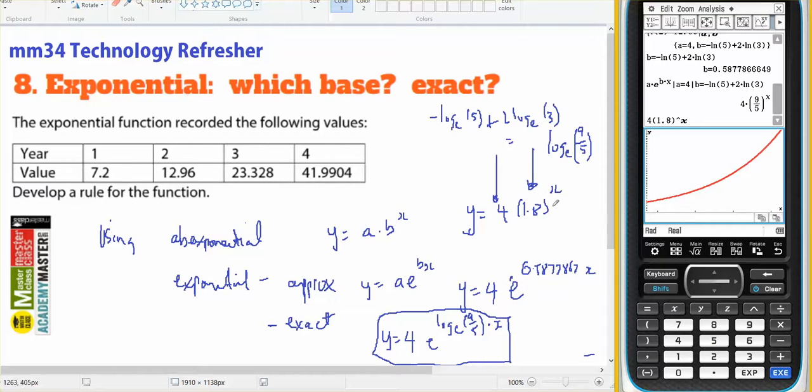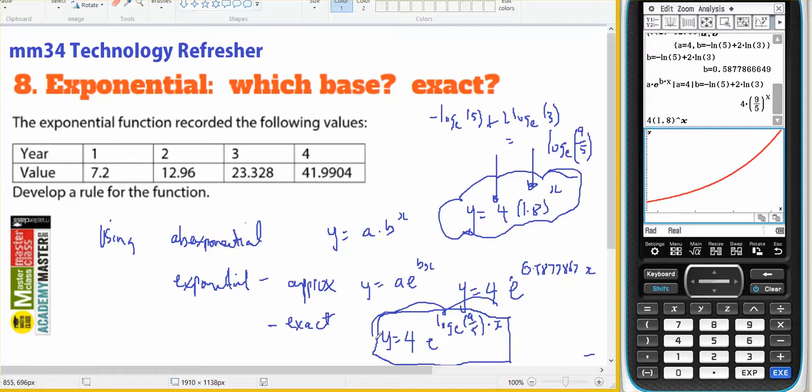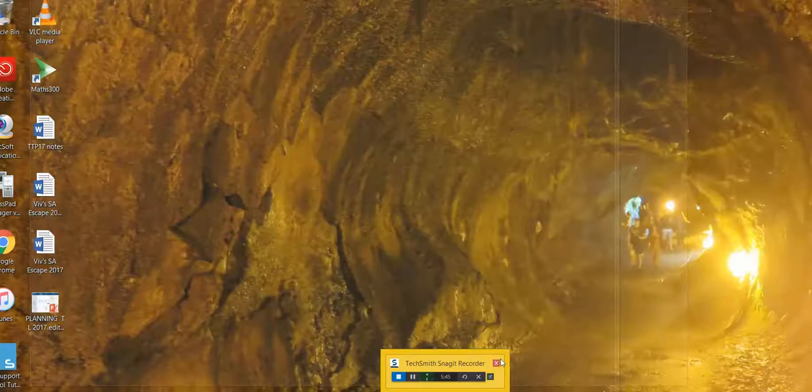So this answer and this answer are identically the same, except this uses base 1.8 and this uses base e, but they're identically the same.